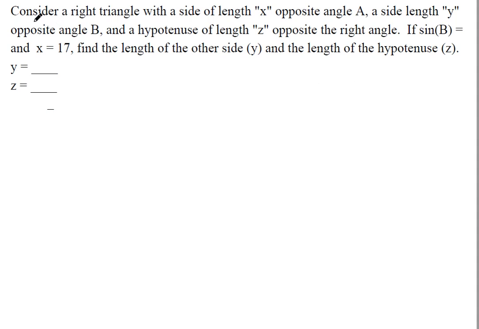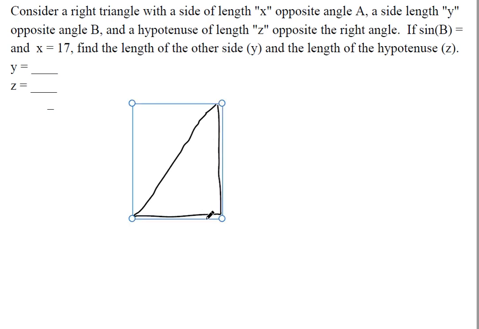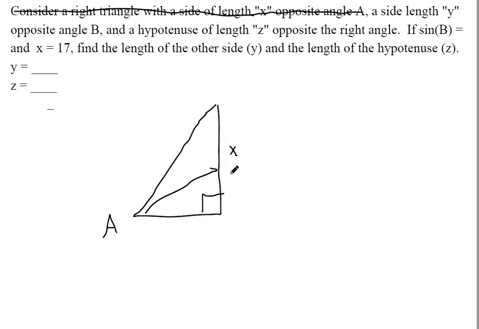Okay, so we're supposed to consider a right triangle. So I'm going to stop, draw a right triangle. I'm done with that. With a side length x that's opposite angle A. So we'll just call this angle A. And that means this is x over here, okay? Because that's opposite of angle A.